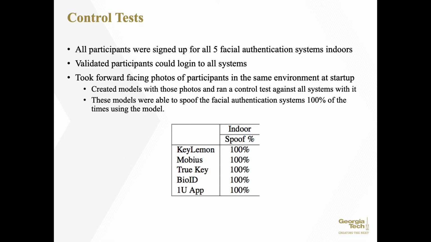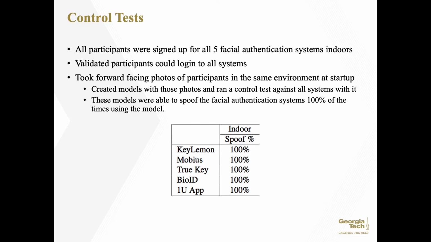Now we can talk about our control test. So we had all 20 participants sign up in all 5 of the authentication systems using indoor photos, videos, or any other training model the systems required. Once they were signed up, participants validated that they could log into all the systems. They did this by doing 10 validations indoors and 10 validations outside in order to get an idea of how many false rejections some of these systems would give.